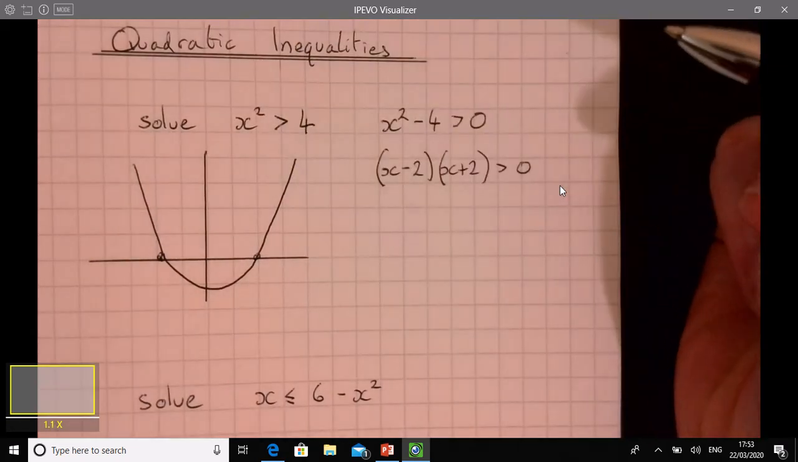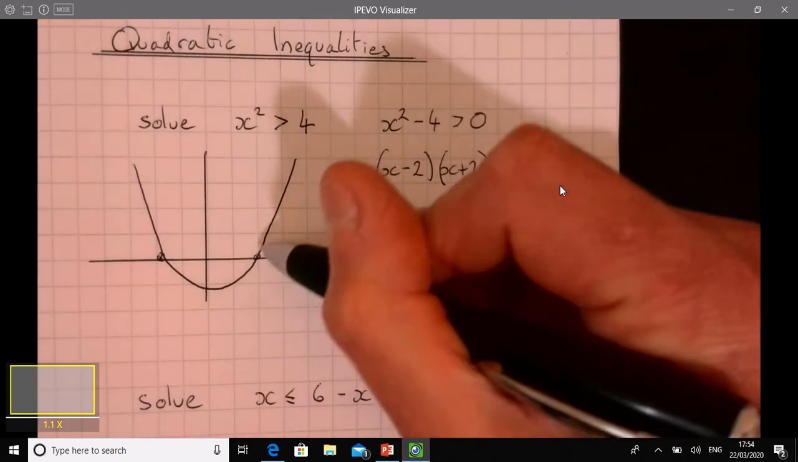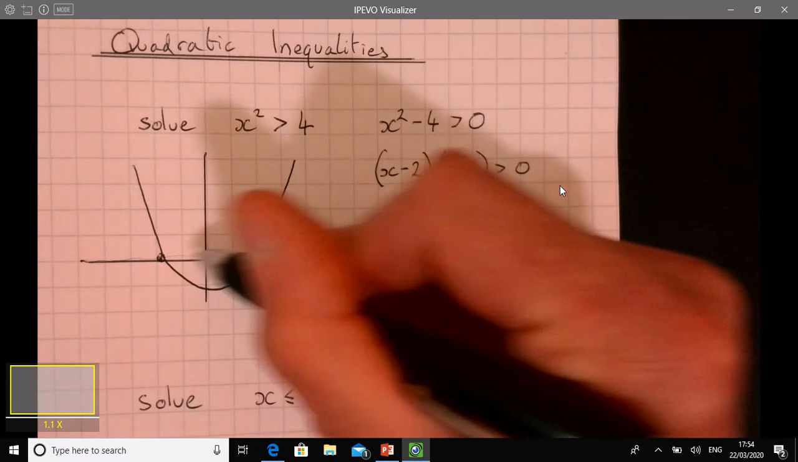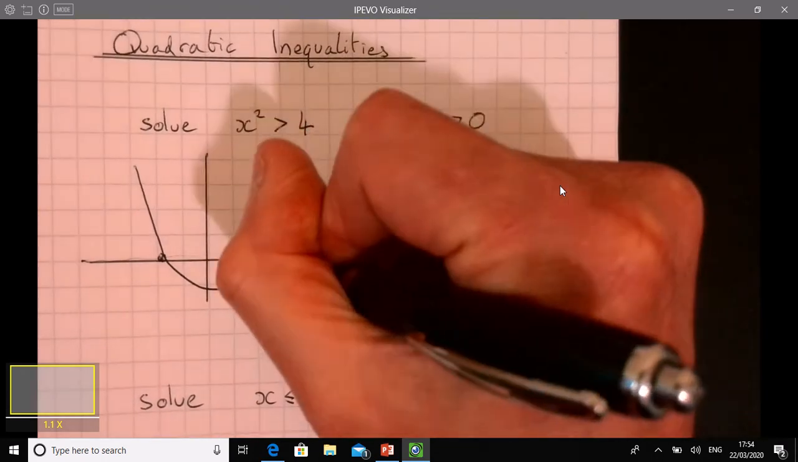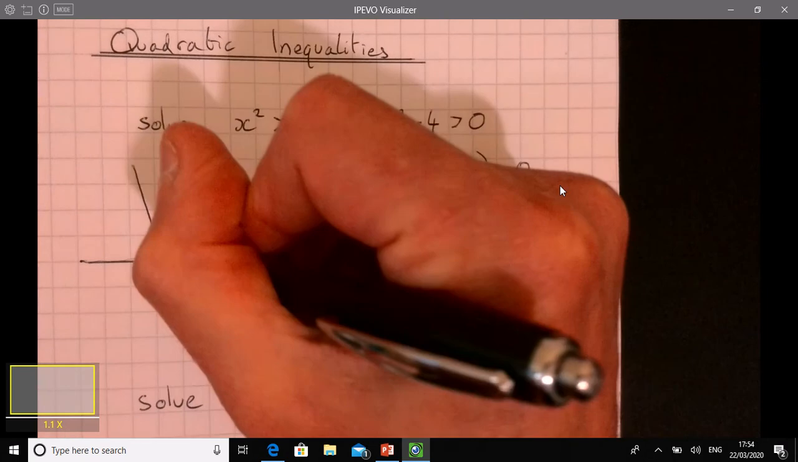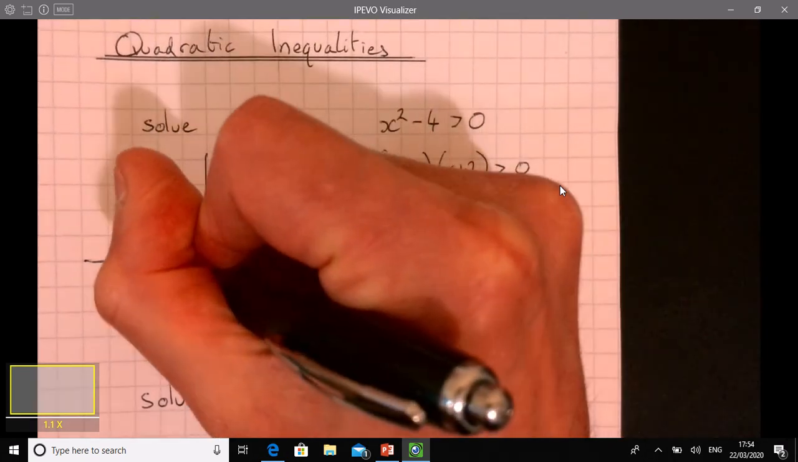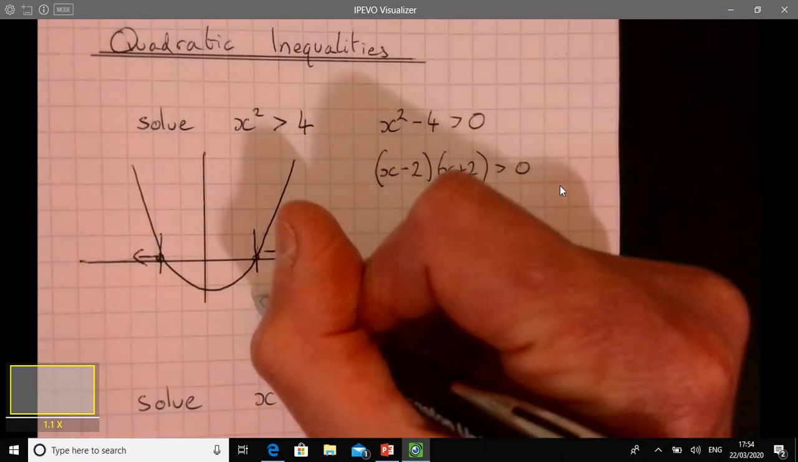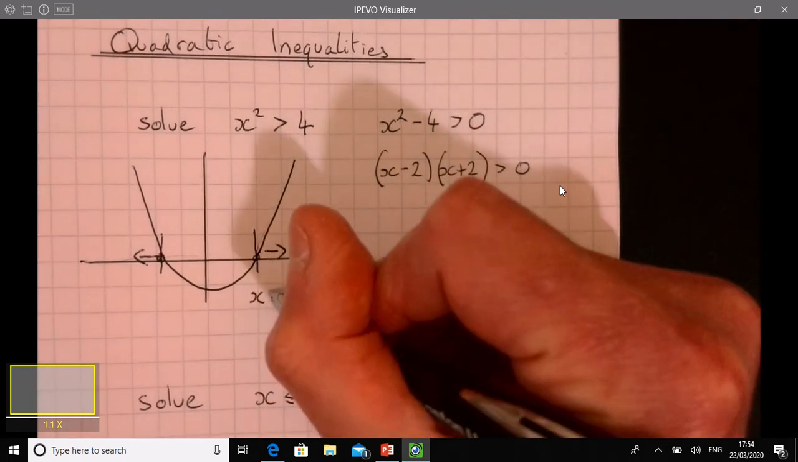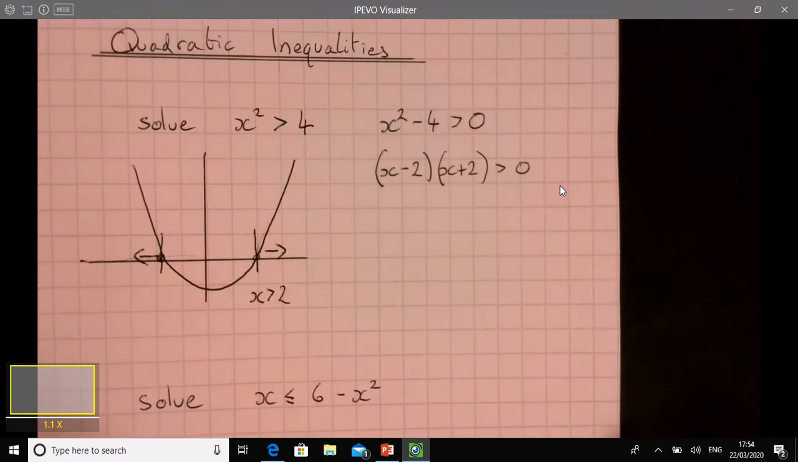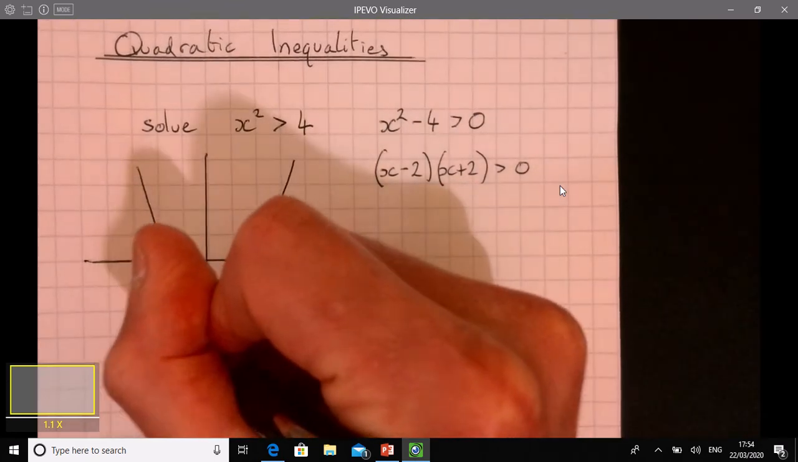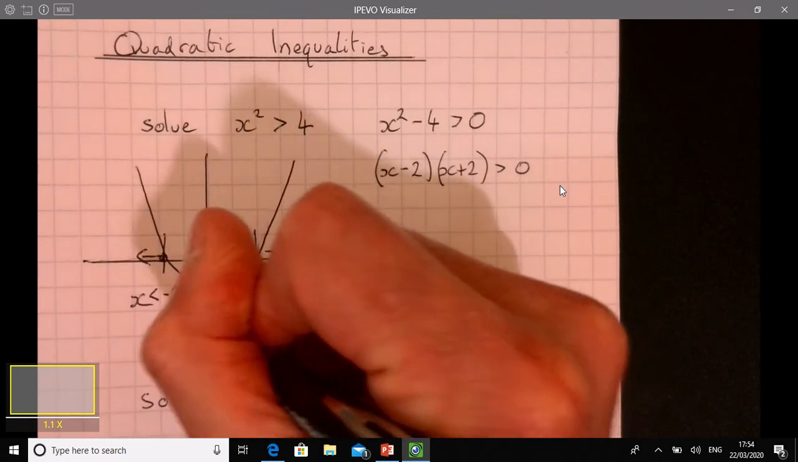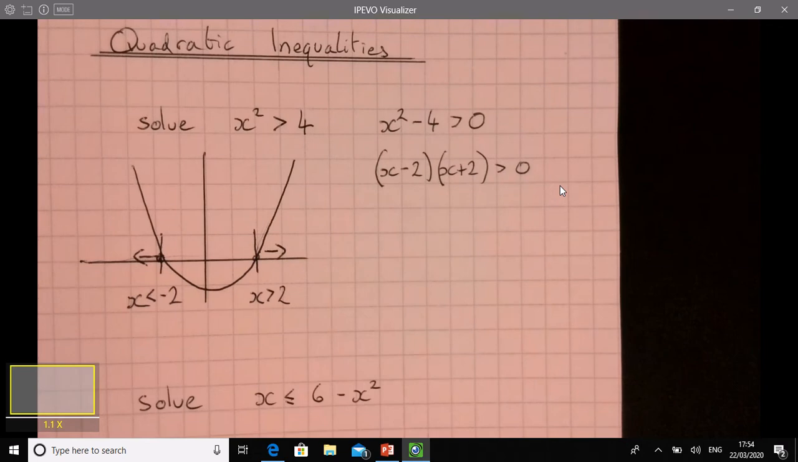So when is it more than 0? Well, it's more than 0 in this area. This would be an answer of 0. This is when it's equal to 0. So when it's more than 0, it's in this area just here. Okay, there we go. So it's going to be more than 0 when x is more than 2, or when x is less than minus 2. We're talking about this direction over here.